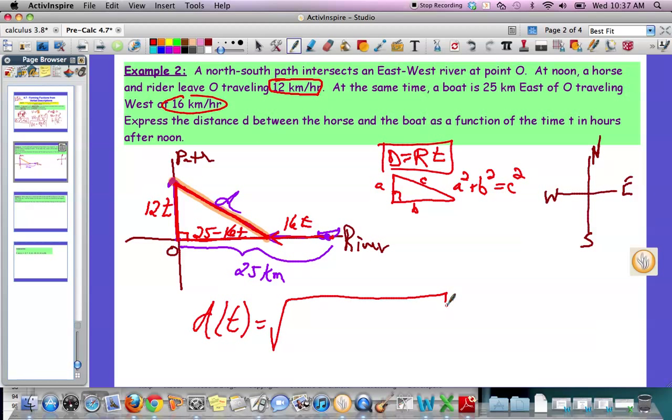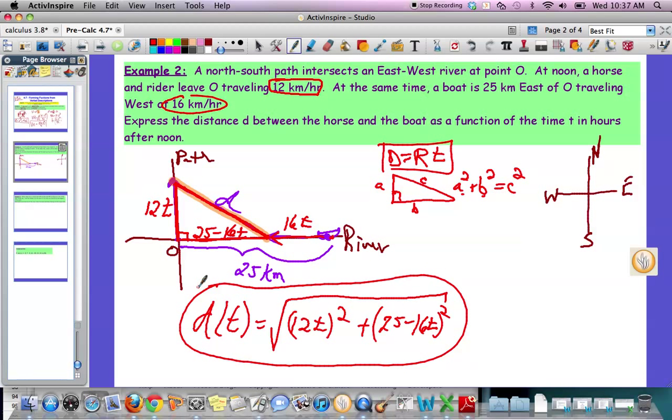And now I'm going to worry about the a and the b over here, which in this case would be 12t, the quantity squared, plus the quantity 25 minus 16t, quantity squared. And because I don't have to, I'm not going to expand that. I'm going to say that's my answer. That is a formula. If you had 1 hour, plug it into your formula, you could know how far apart the boat and the horse are. If you did it at 2 hours, you could find out how far the boat and the horse are apart.